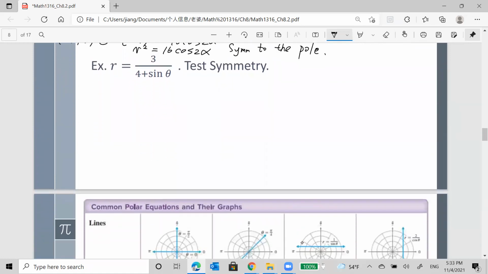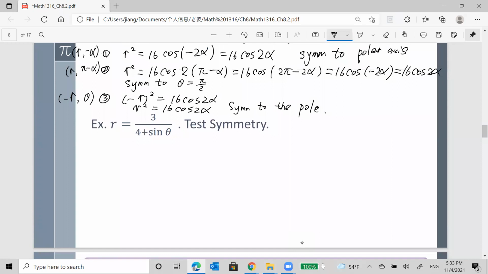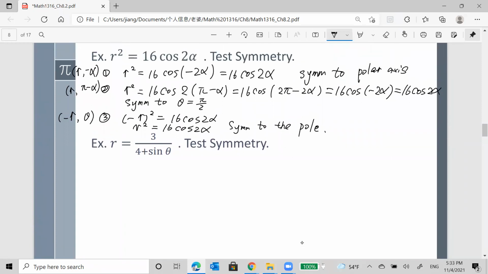Okay, next one, test the symmetry, this one. So we also need to plug in these 3. So first one, we plug in negative theta. So r equals 3/4 plus sine negative theta. So sine is an odd function. So 3/4 minus sine theta. Because it's an odd function, I can pull out the negative sign in front. So it's not equal to the original one.